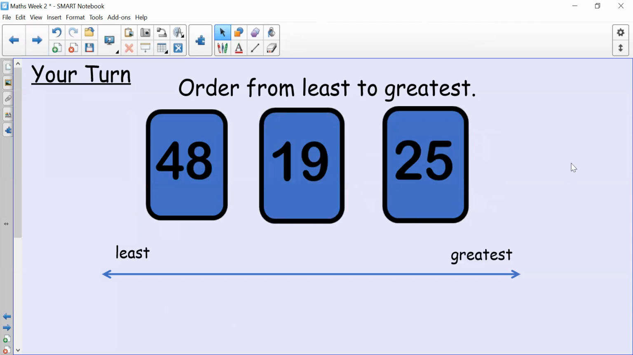Now we have only got the numbers this time, so you can use what you know, you can use your resources at home to have a go at building these numbers if you like, or using a 100 square, and then ordering from the least to the greatest again. So pause the screen here to have a go, and then come back to see if you're right.